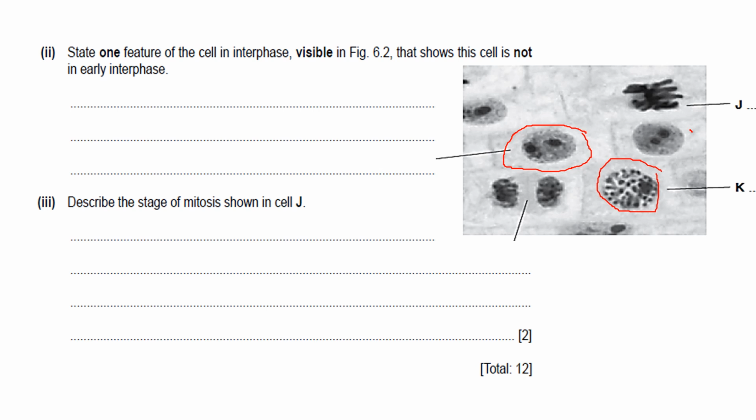Describe the stage of mitosis shown in cell J. Basically J is metaphase, and in metaphase it's very easy. The chromosomes are aligned at the equator, that's what it's called, so they're in the center of the cell. They're attached to spindle fibers. The chromatids are still attached to each other, and obviously when you go past metaphase, that is when you have the pulling apart in anaphase.